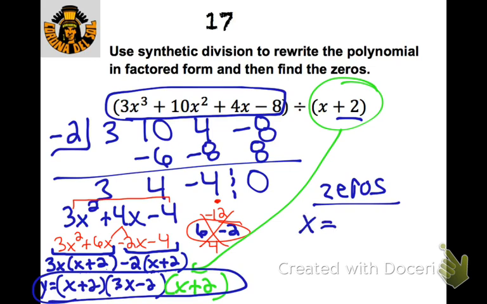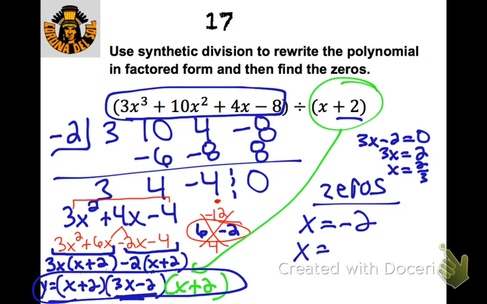So the first one we would get negative 2. The second one, probably a good idea to set it equal to 0 and make sure you get it right. So you do 3x minus 2 equals 0. 3x, you add the 2 over, and then divide by 3. So it's going to be 2/3. So x equals 2/3. And then the third one's pretty easy. That one's going to be just negative 2 again. So I guess I could say negative 2 with the multiplicity of 2.